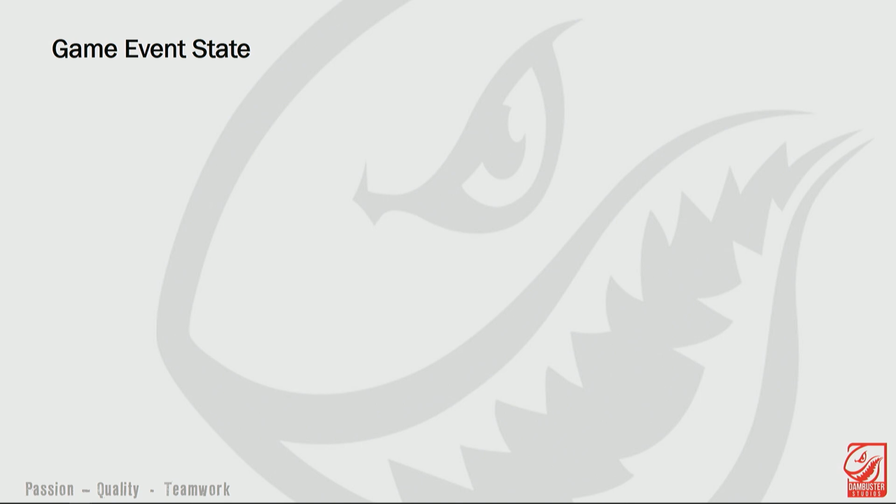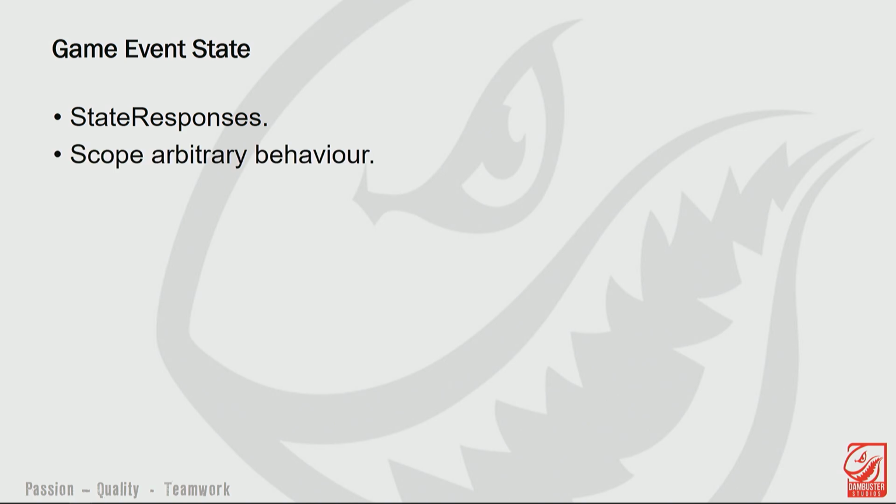So we moved on and using the anim notifiers as a sort of base, where we took the idea of having an anim notify and anim notify state, we've had a game event state. So this is the exact same pattern, one game event, lots of responses, and its entire purpose is to scope arbitrary behavior. So it has a start and a stop, and you make the agreement that you'll always clean up.